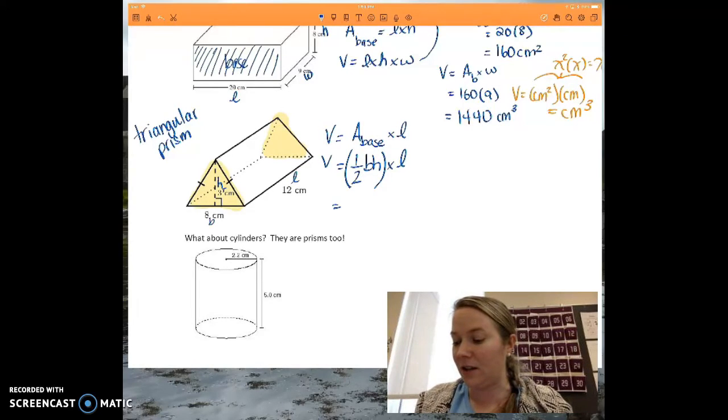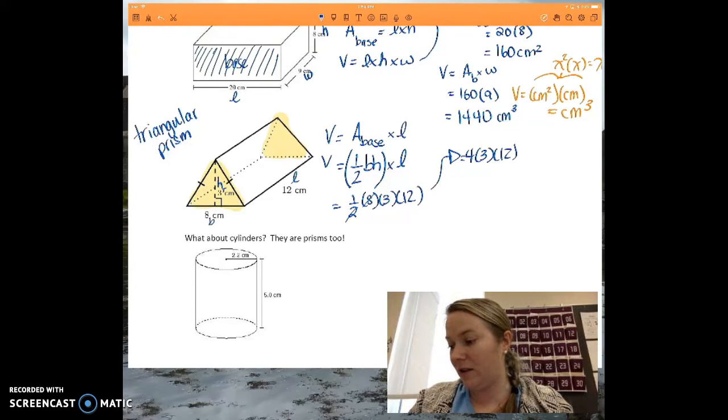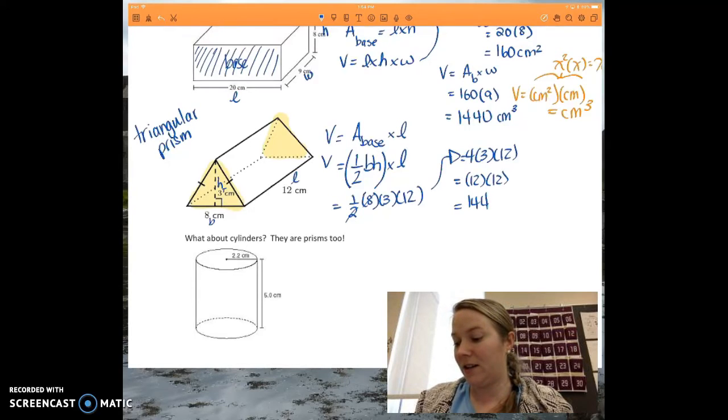Let's substitute in. So we've got 1/2, the base is 8, the height was 3, and the length was 12. 8 divided by 2 is going to give us 4 times 3 times 12. And 4 times 3 is 12 times 12, which is 144. If you'll notice here, centimeters, centimeters, centimeters, centimeters cubed.